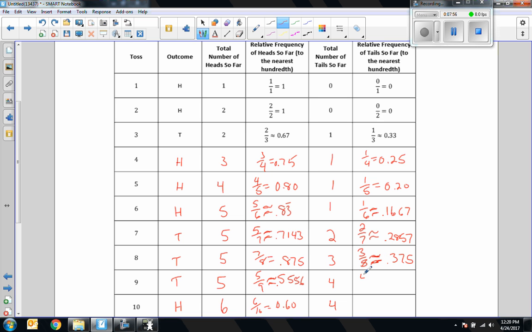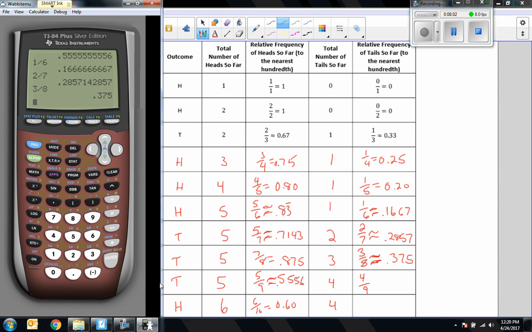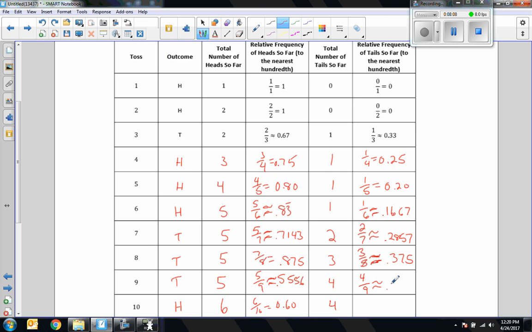And 4 out of 9 should be an approximation. 4 divide 9, enter, 0.4 repeating. And finally 4 out of 10 equals 0.40, 40%. Okay. So there's our table for them.